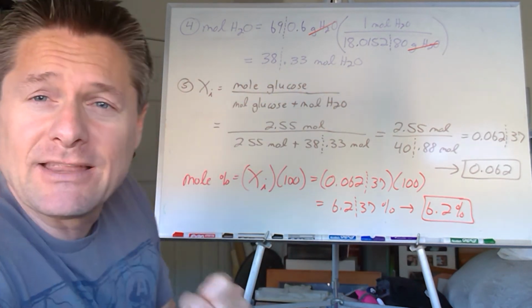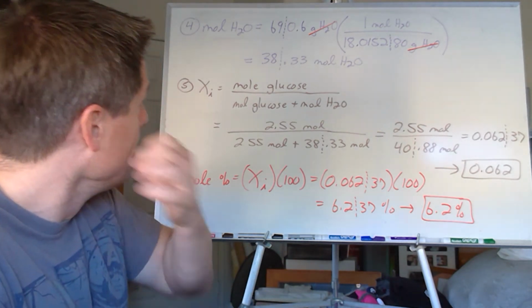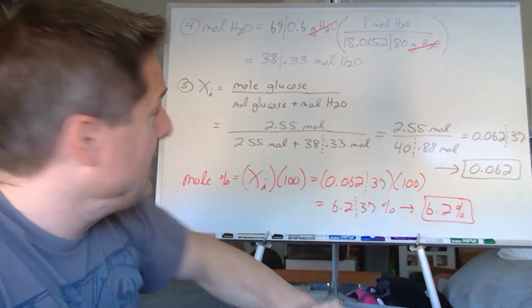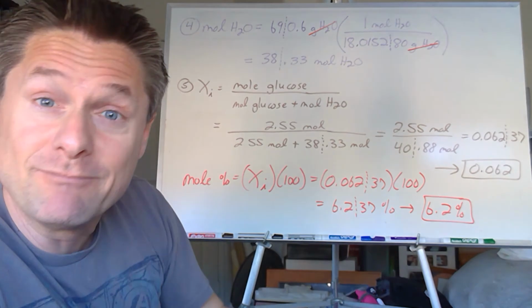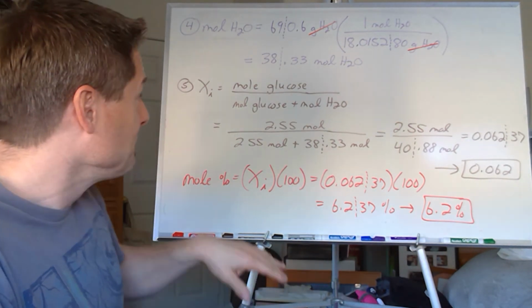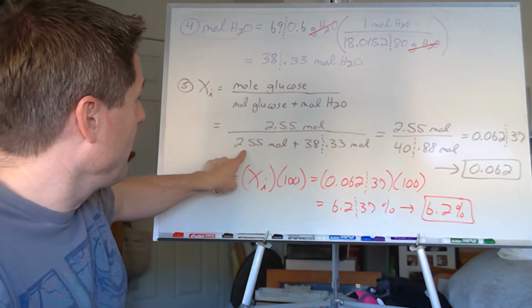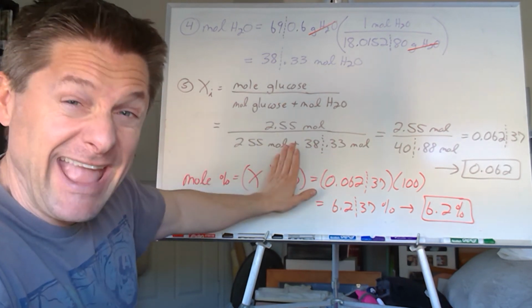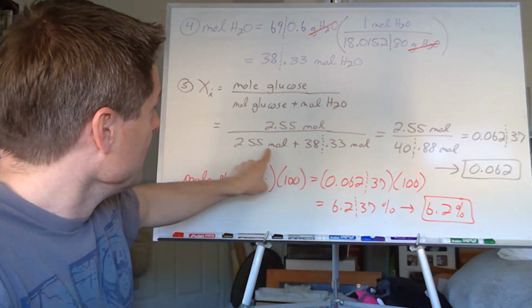So now we can calculate the mole fraction of species i, which happens to be the only solute we have, glucose. So that'll be the moles of glucose over the sum of all species, moles of glucose plus moles of water, right? If we had more species, we'd have to deal with that too. That wouldn't be fun. So we know the moles of glucose is 2.55 moles. 2.55 moles plus 38.33 moles in the bottom. We've got an addition and a division. We got to do this in 2 steps. So let's do the addition on the bottom first.